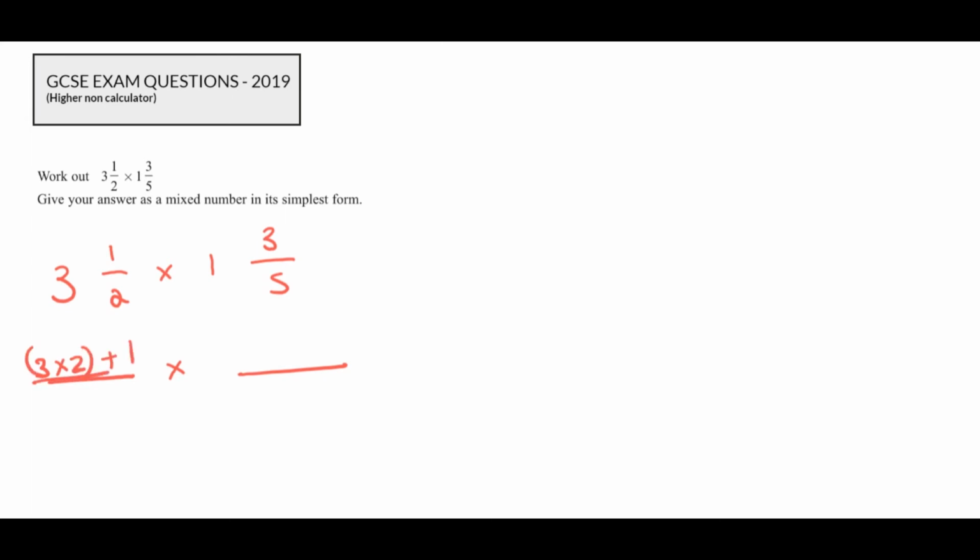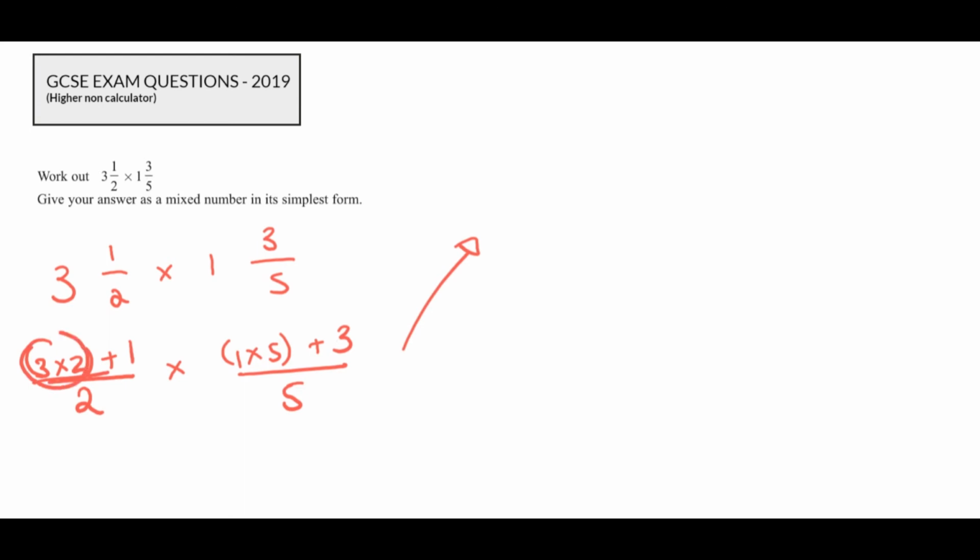And on the bottom, whatever's on the bottom here will go down here. So that's a 2, so I'm going to put 2 down there. For this as well, 1 times 5 plus 3 will go on the top. And on the bottom, whatever's here will go here, which is 5. So I'm going to put 5 there. Little light work. So now I'm going to do a little simplification.